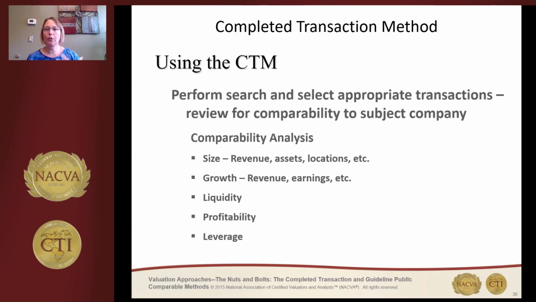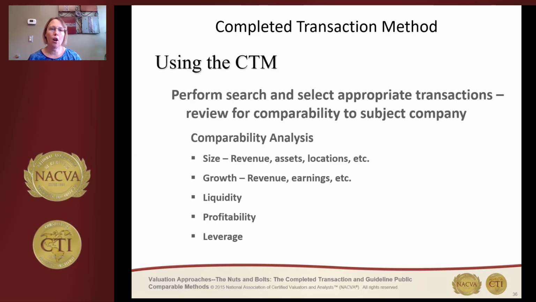So then once we've done that, also how can we narrow it? We talked about narrowing it down based on dates of transactions. We talked about narrowing it down based on industry. We could look also at size, revenue, assets, locations. We can look at growth, the revenue and the earnings. We can look at liquidity. How much does a company have in liquid assets, their profitability, and then their leverage and their debt. What's out there for leverage? So these are some of the ways that we can take that transaction database and make sure that it's making sense for our company.